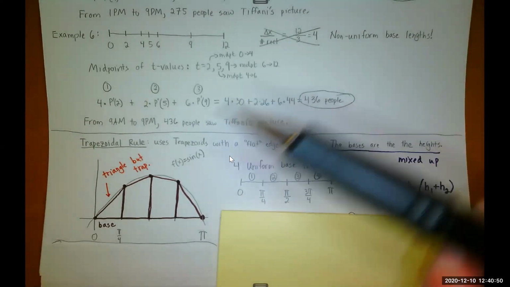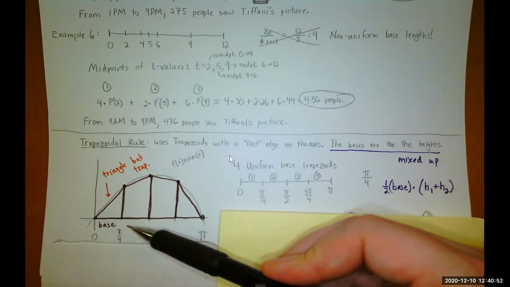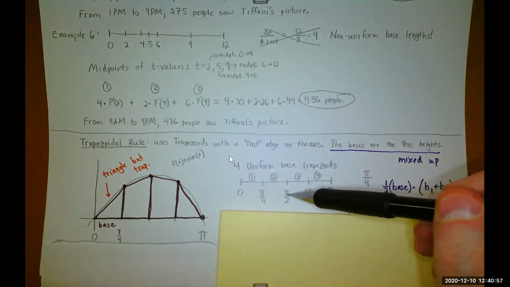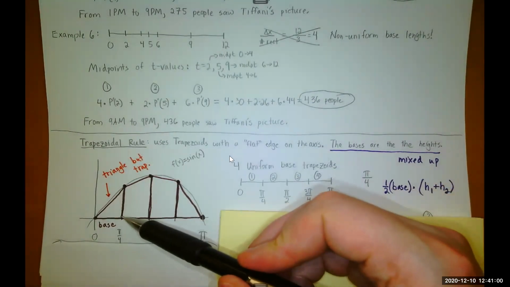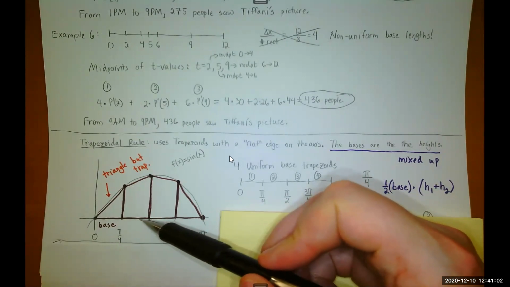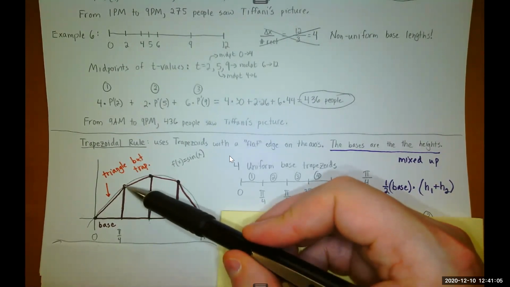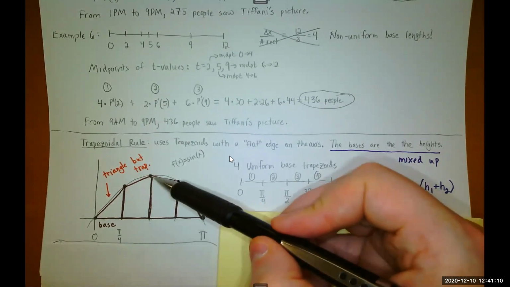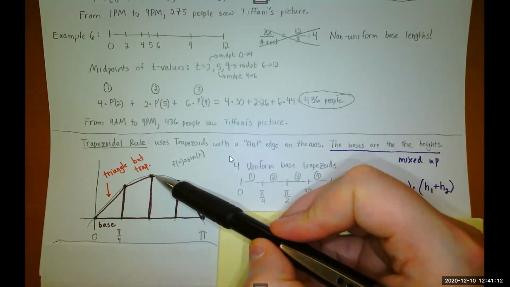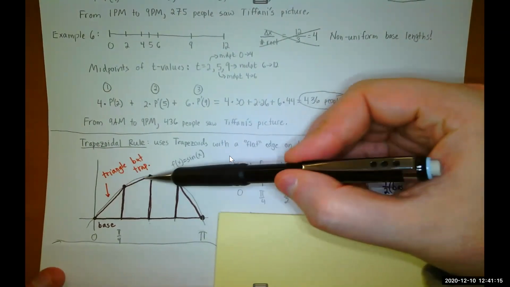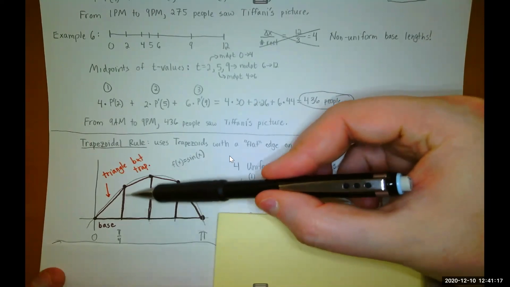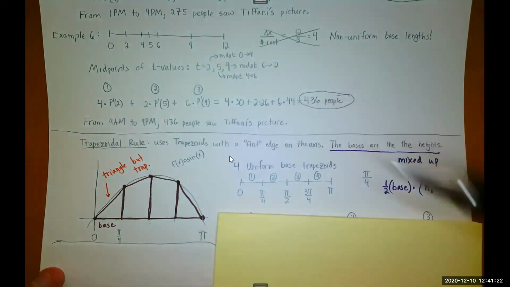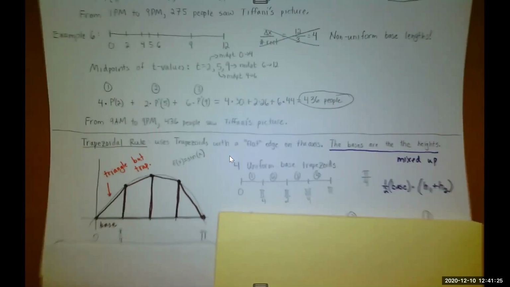Okay, second trapezoid. Second trapezoid goes from pi over 4 to 2 pi over 4 or pi over 2. So the base I draw in right here, and then I've got a height at this point right here, again, sine of pi over 4, and a height at this point right here, sine of pi over 2. So I mark those 2 points in, I draw my heights up, and then I connect them in a diagonal fashion. That's my second trapezoid.